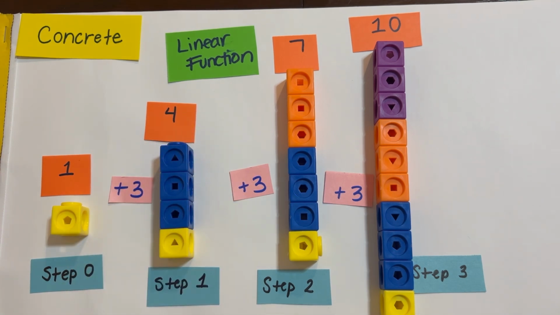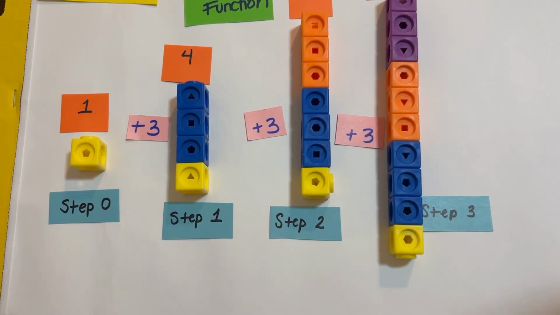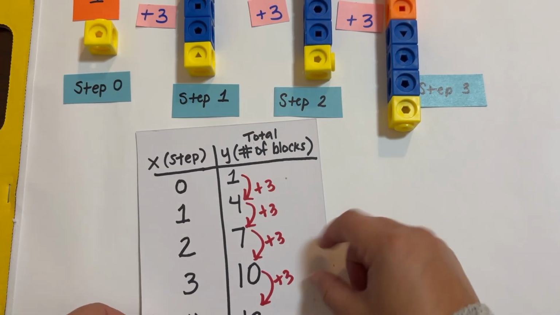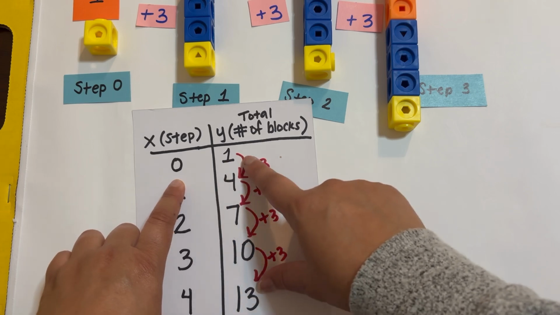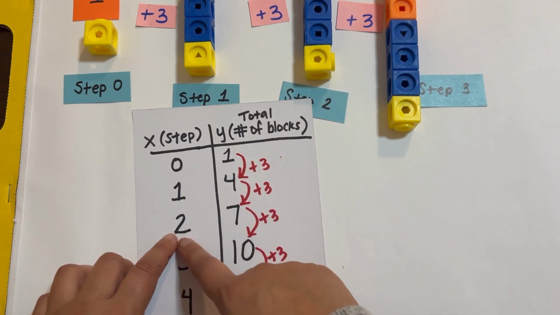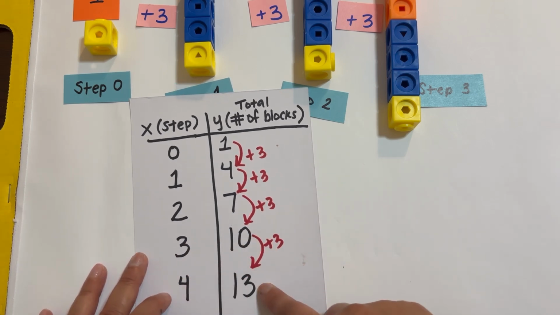Let's look at how this pattern looks on a table of values. In step 0, we have 1 block. In step 1, we had 4. In step 2, 7. In step 3, 10. And in step 4, 13.